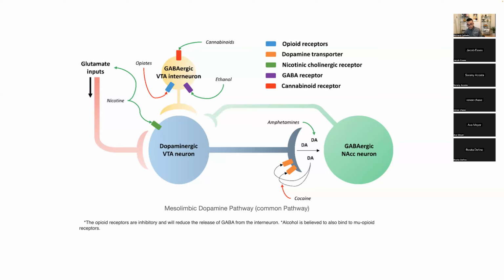How does cocaine work? Anyone know? What does cocaine do? It's a mu-opioid receptor as well? No. Cocaine actually works on the pumps also. So it increases the amount of dopamine in the pump. All right.